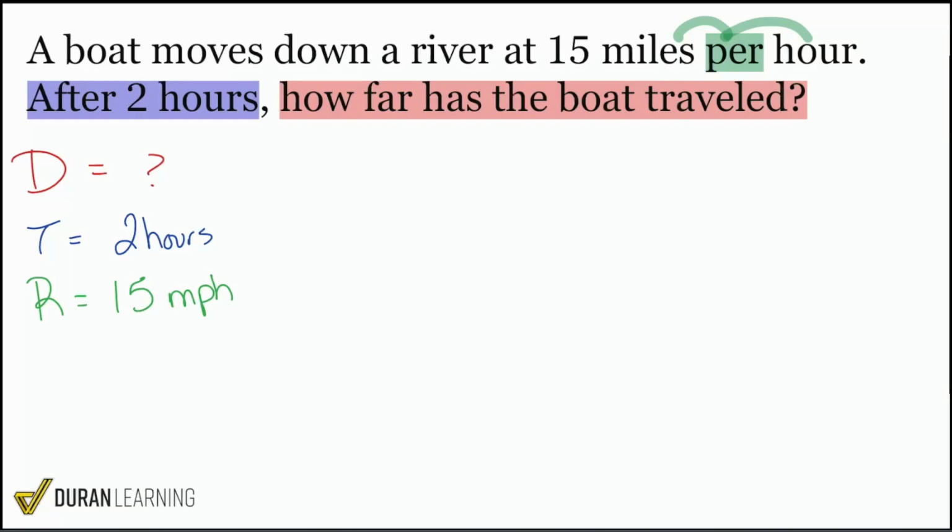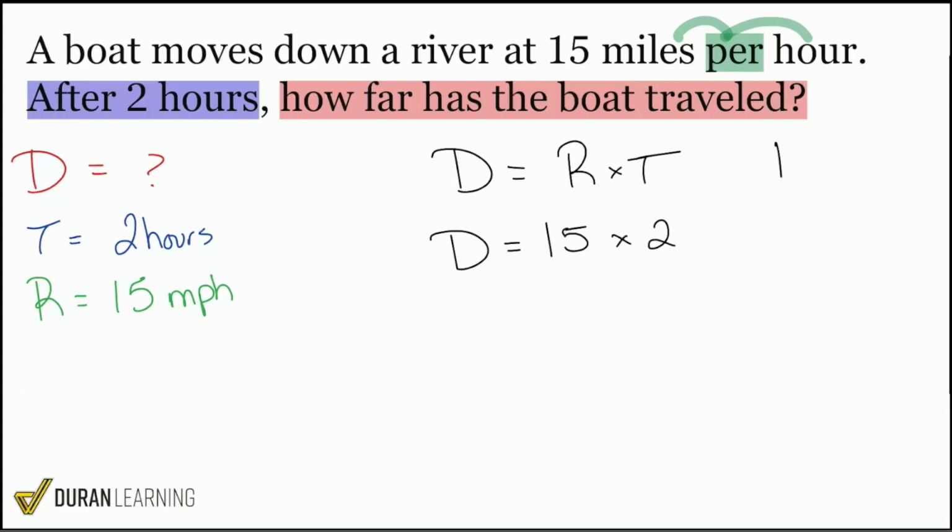So I'll write that down over here as our rate, 15 mph or miles per hour, and now we're ready to solve this problem. I'll set up my formula, distance equals rate times time. Distance is what we're looking for, so I'll keep that as is. I'll plug in the rate and the time respectively as 15 for the rate and 2 for the time. So now we have 15 multiplied by 2, and that's going to give us our answer.